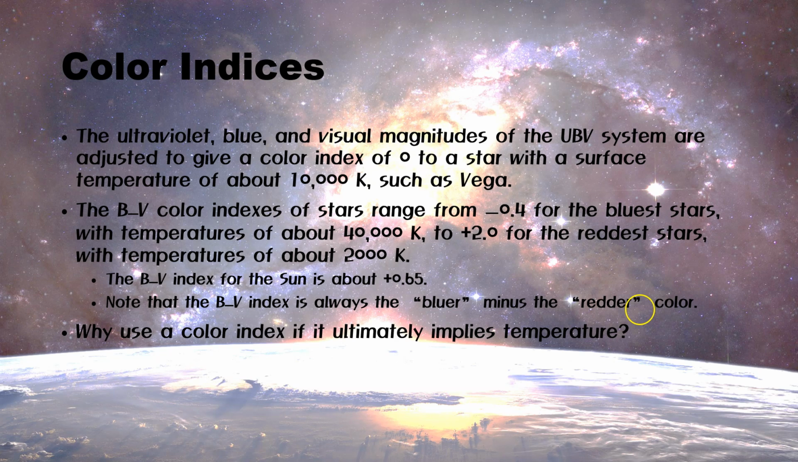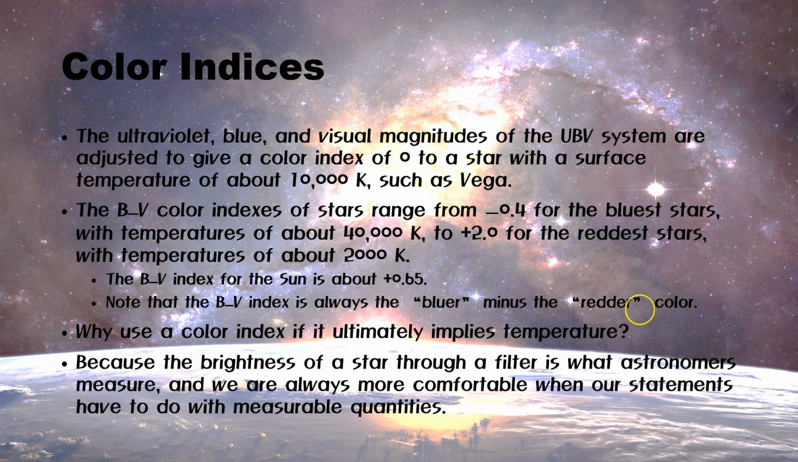So, one of the things you might wonder is, why do we use a color index if it ultimately implies temperature? Well, that's because the brightness of a star through a filter is what astronomers measure, and we are always more comfortable when our statements have measurable quantities. Because anytime you can verify it with actual data rather than simply assumptions, it is, of course, something that you can test and verify.